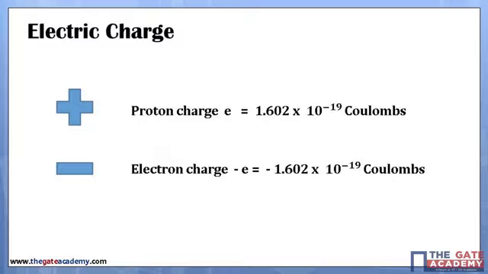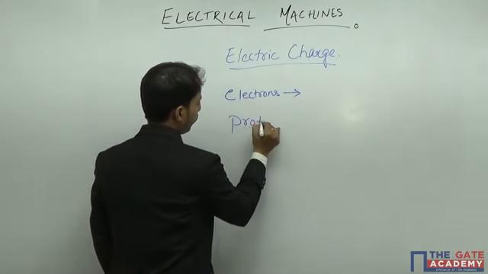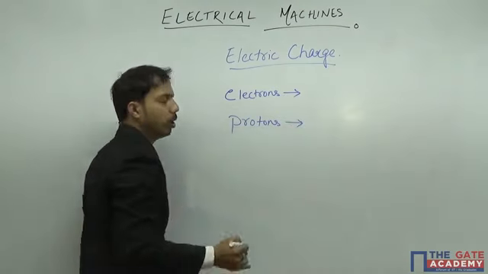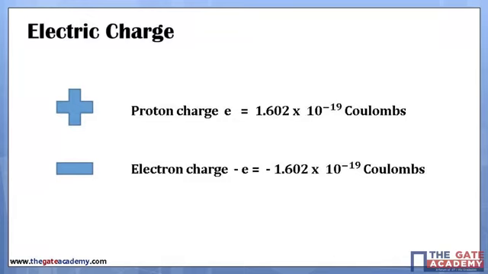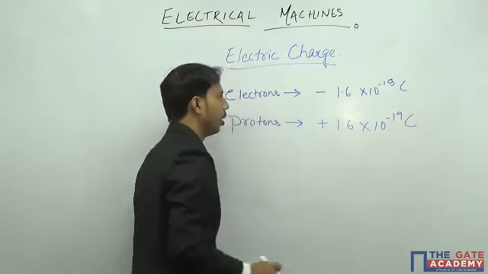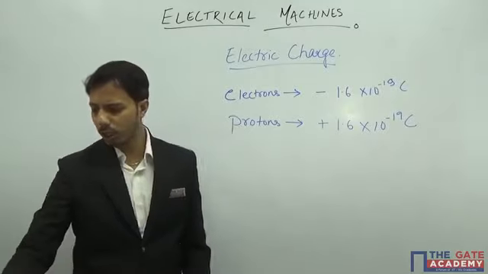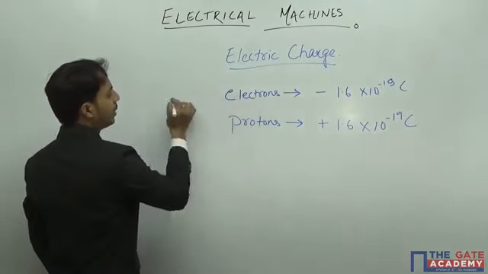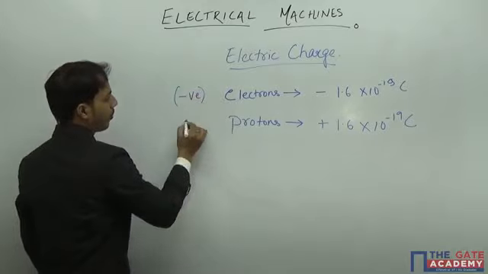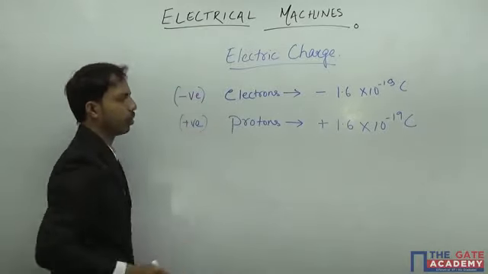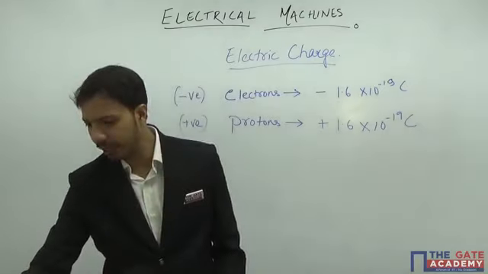Similarly, the charge of protons is the same in numeric value as the electron, but the electron is negative 1.6 into 10 to the power minus 19 coulomb, whereas the proton is positive 1.6 into 10 to the power minus 19 coulomb. Okay. Now this is all about charges. We take this as a negatively charged body, and this is positively charged. Okay, electrons are said to have negative charges.